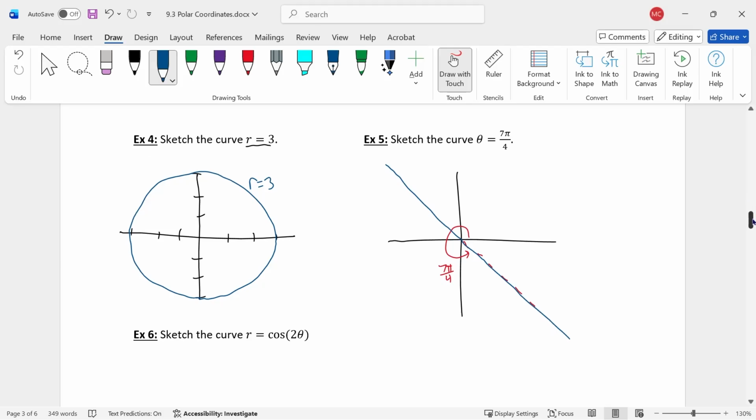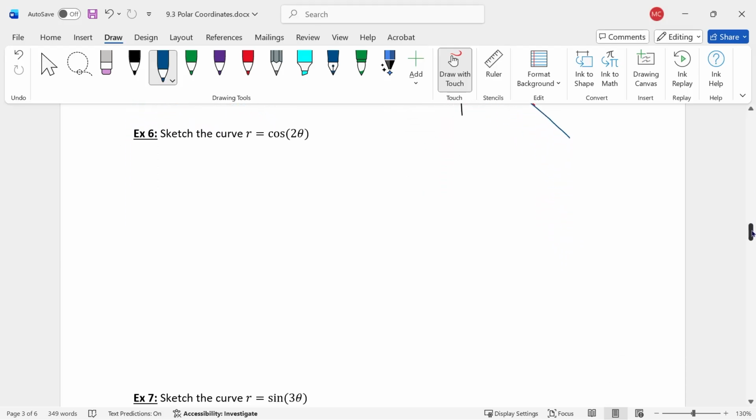Okay, so now let's move on to something a little more complicated. Sketch the curve r equals cosine of 2 theta. So the first thing is I'm going to think about what the largest and smallest values for r can be. Since r is cosine of an angle, the largest value it can be is 1, and the smallest it can be is -1. So I'm going to just mark out 1 in each direction.